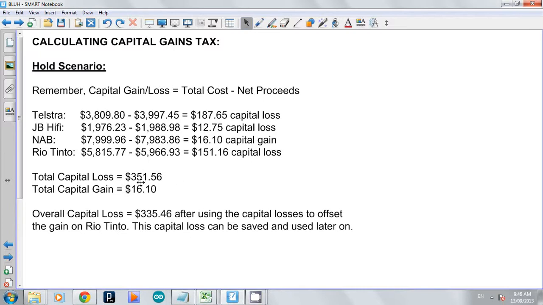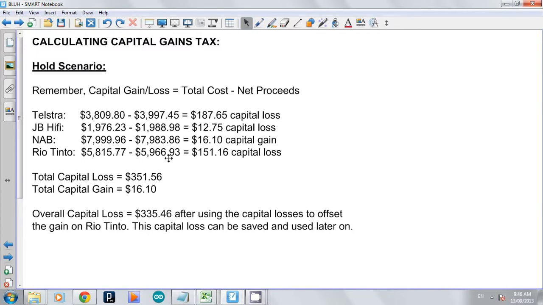So remember, I can use those capital losses to offset the capital gain. So that's what I've done here. I've used $16.10 of my $351 to completely wipe out that capital gain on the NAB shares, and I'm still, after I've done that, got $335 of capital loss left. And those capital losses can be used later on. So if I was to do some more share selling later on, and I actually made a fairly large capital gain, let's say $500 or more, when it comes to tax time, I could use that $335 to offset that capital gain.